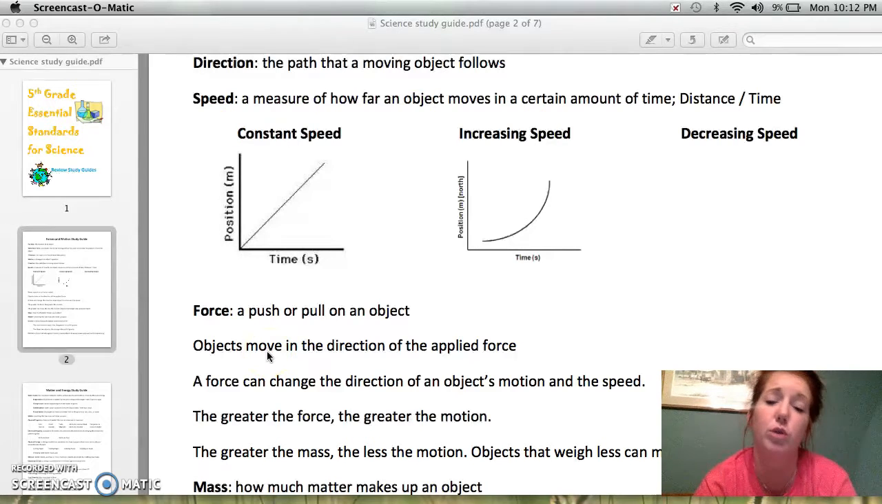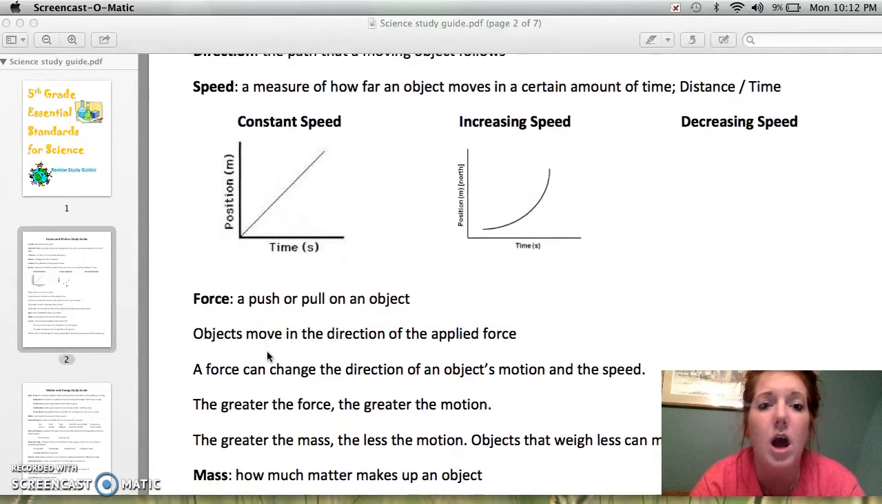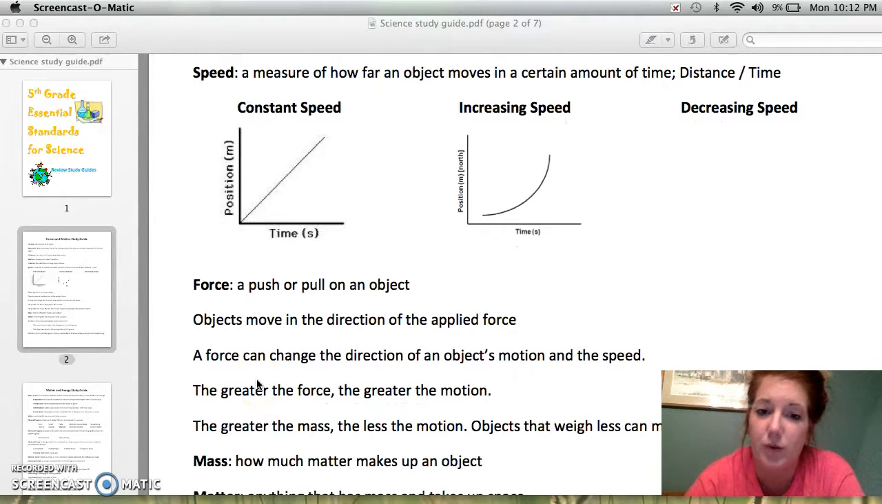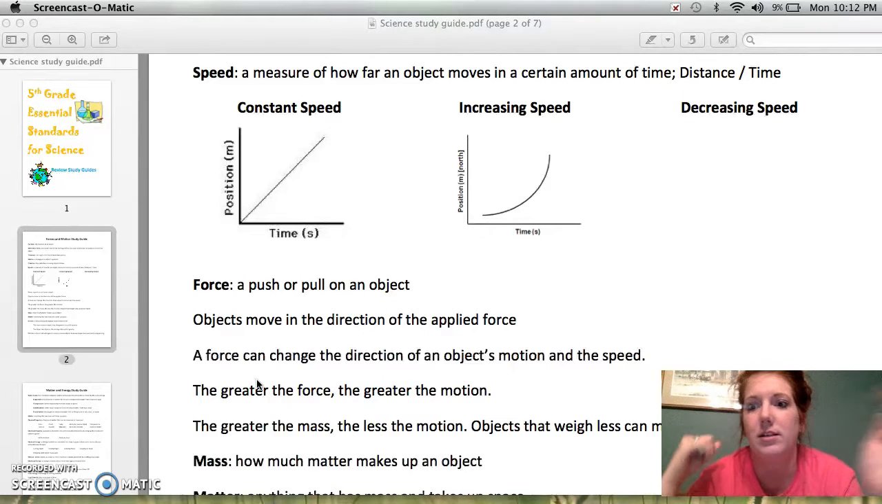Force is a push or pull on an object. Remember back to when, in my small group, we were pushing and pulling on the table? Objects move in the direction of the applied force. If I'm pushing on a table, it will move in the direction I'm pushing it. If I'm pulling on a chair, it will go in the direction that I am pulling it. A force can change the direction of an object's motion and the speed. Think about a car accident: if it hits, it can push the car in a different direction.